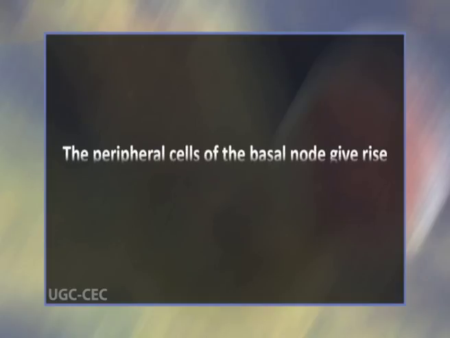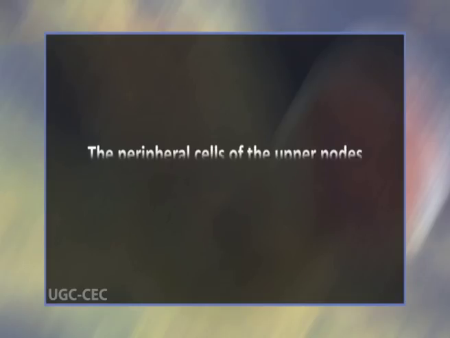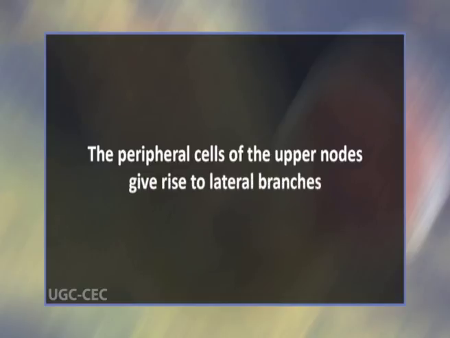The oospore apical cell divides by longitudinal division to make a rhizoidal initial and a protonemal initial. The rhizoidal initial shows positive geotropism and forms primary rhizoids. The protonemal initial shows negative geotropism and forms the primary protonema. The primary protonema differentiates into nodes and internodes. The peripheral cells of the basal node give rise to rhizoids and secondary protonema. The peripheral cells of the upper node give rise to lateral branches.